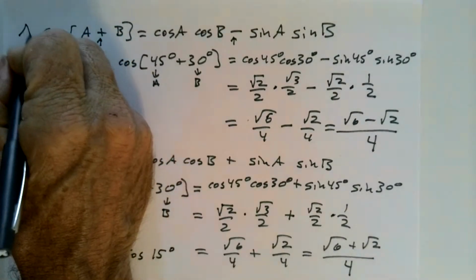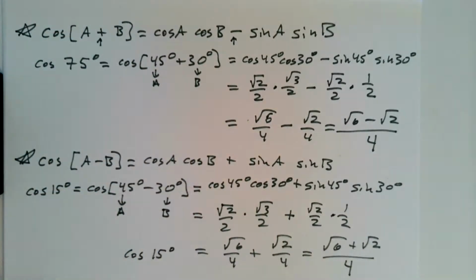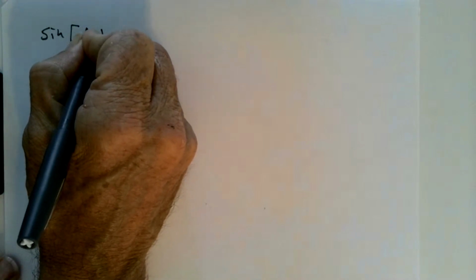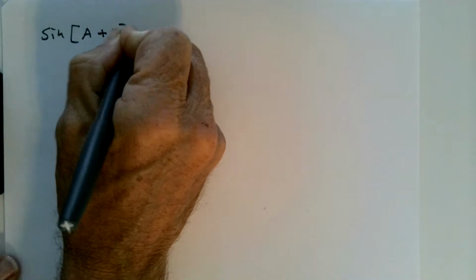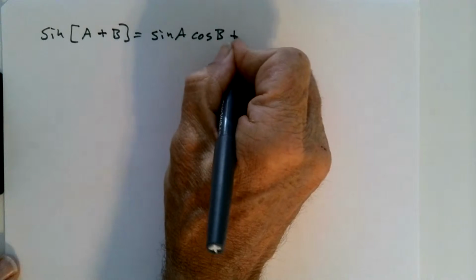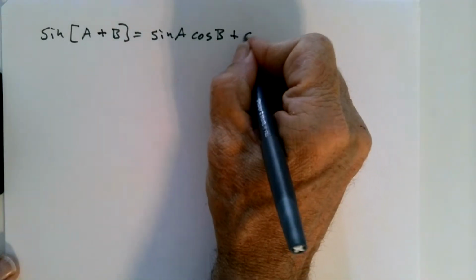So we have this identity, cos of A plus B. We have this identity, cos of A minus B. And of course, we also have a similar pair of identities for sine. We'll take a look at sine of A plus B, and we'll look at sine of A minus B. So let's add those to our list. What is sine of A plus B? Sine of A plus B is sine A cos B plus cos A sine B.